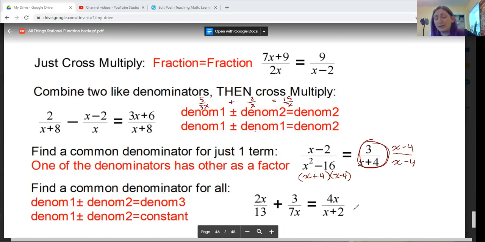Find a common denominator for everything. That's kind of what we were doing in the previous slide. Find a common denominator for all of this stuff. And you do this in a situation where you have one type of denominator, three totally different types of denominators, or two types of denominators and a constant. When I say a constant, I mean just a whole number, like 15 or 25.2, just a number, no variables, okay? That's where you would use finding a common denominator for all of them.